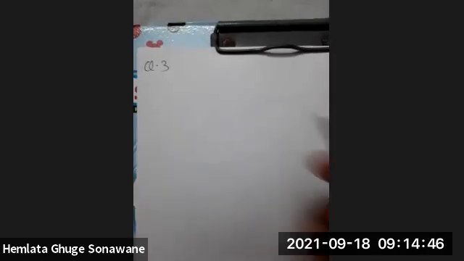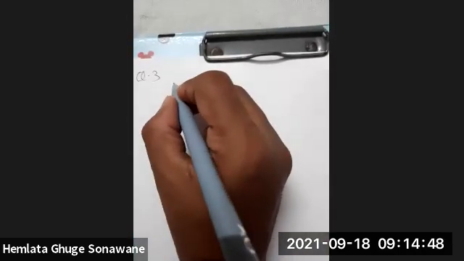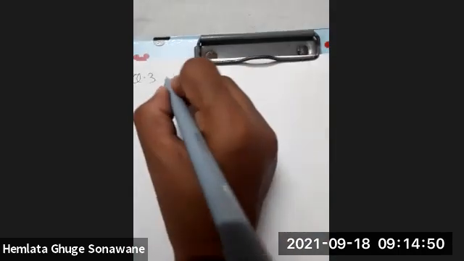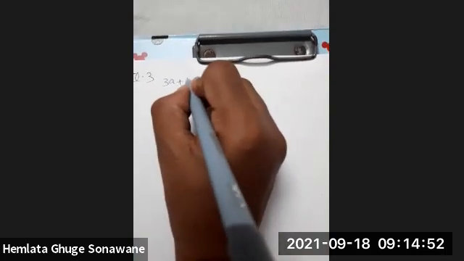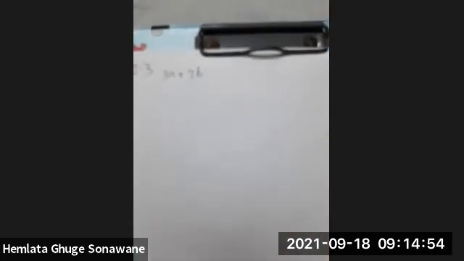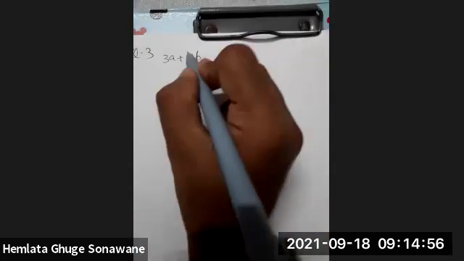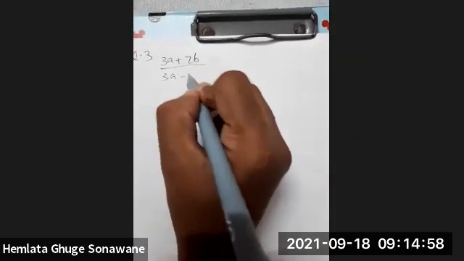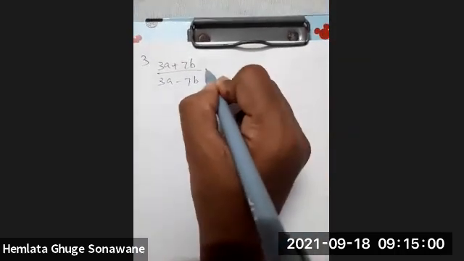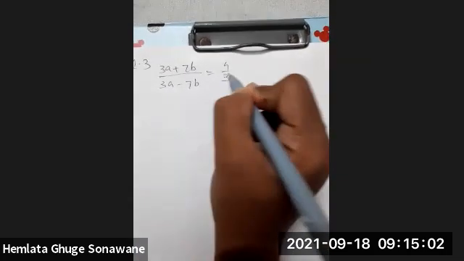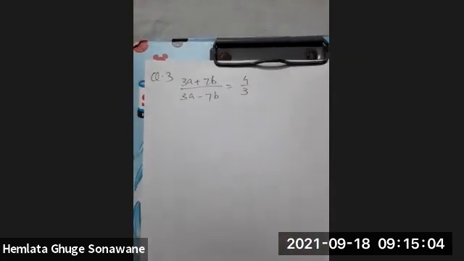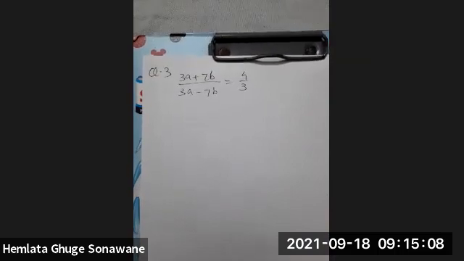Now what is given in the question? (3a plus 7b) upon (3a minus 7b) is equal to 4 upon 3. This is given. Now here we'll apply the componendo and dividendo property.